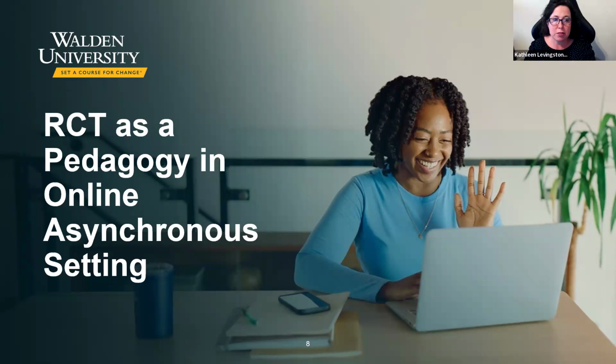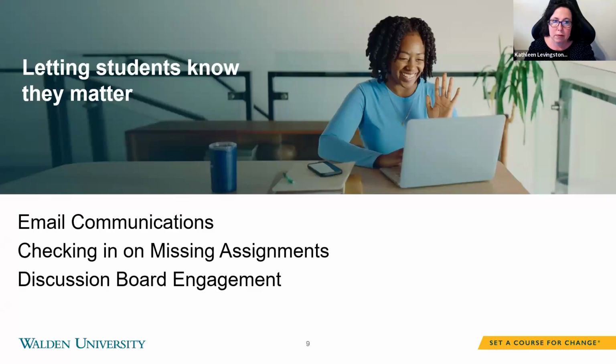So now we're going to move into what this really looks like in our online asynchronous settings. And so the first space, if you'll go to the next slide. Yes, and this one's me, right? Yes. Okay. So here we're letting students know they matter. So really leaning into those constructs within relational cultural theory. What does this actually look like in practice? We have opportunities to demonstrate this mattering in our email communications. We'll show you a couple of examples of what that can look like.